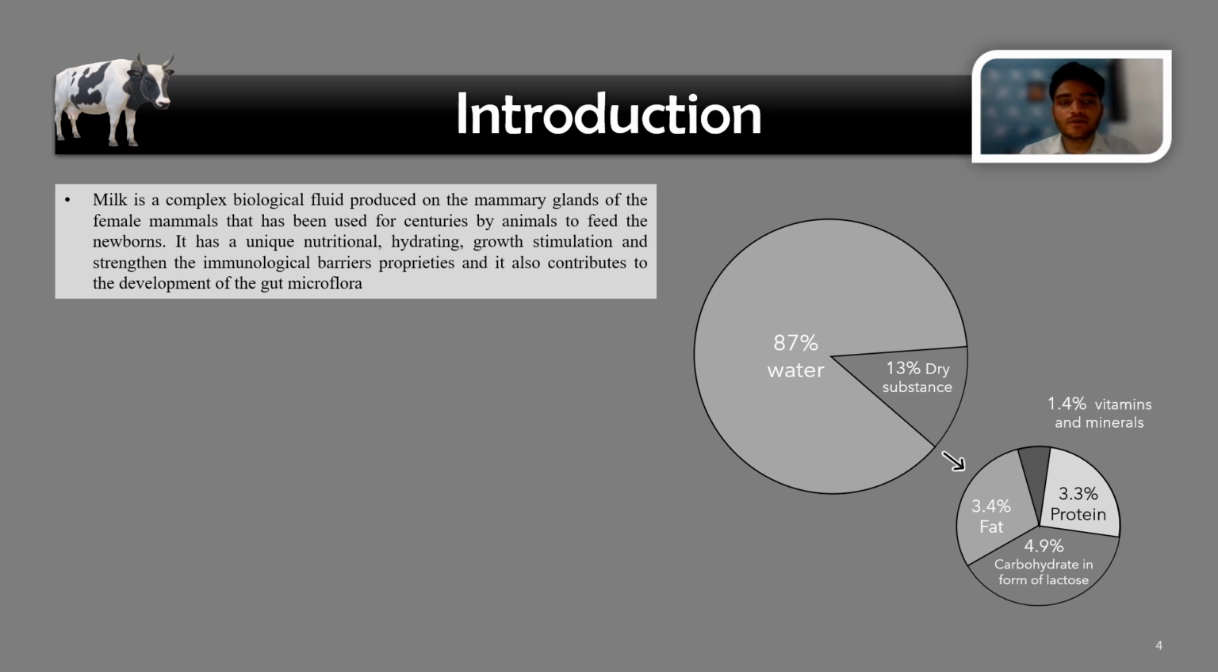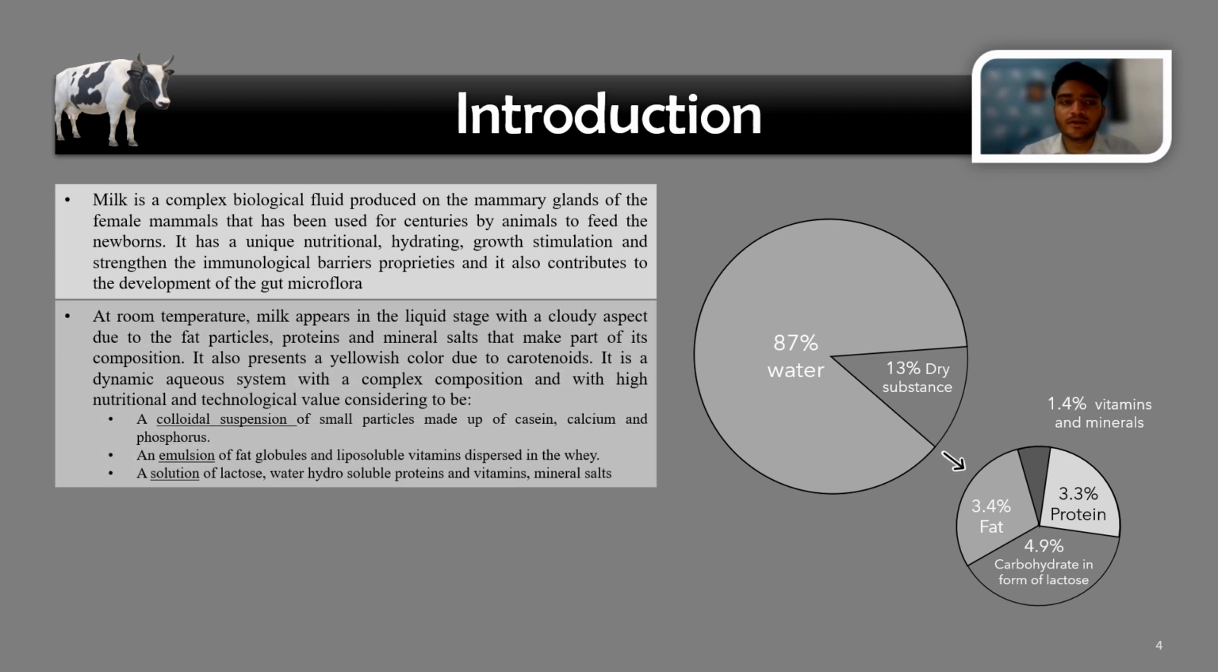It has unique nutrition, hydrating, growth stimulating, and strengthening properties for the immunological barriers, and it also contributes to the development of gut microflora. At room temperature, milk has a cloudy aspect due to its fat content, proteins, and mineral salts. It also appears yellowish due to carotenoids. It is a dynamic ecosystem with a complex composition and with high nutritional and technological value, considered to be a colloidal suspension of small particles made up of casein, calcium, and phosphates.